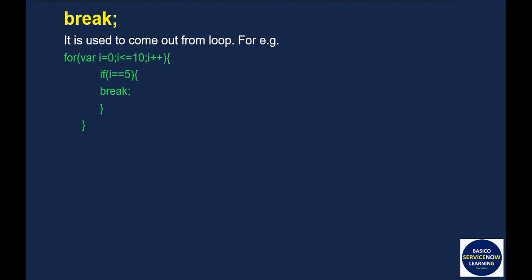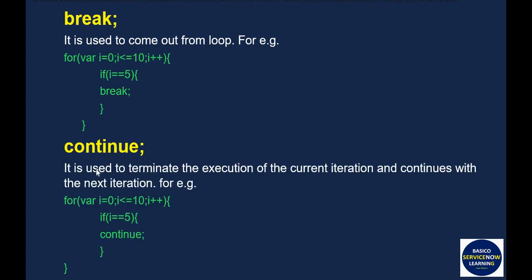Break, see here, how we can use it. It is used to come out from the loop. The other one is continue. It is used to terminate the execution of the current iteration and continue with the next iteration. The example is given over here. So I believe now you have an understanding of the break and continue statements which we use in loops to come out or to skip any of the iterations.